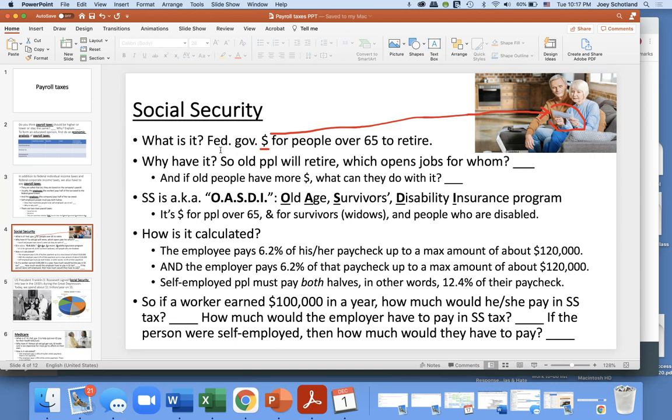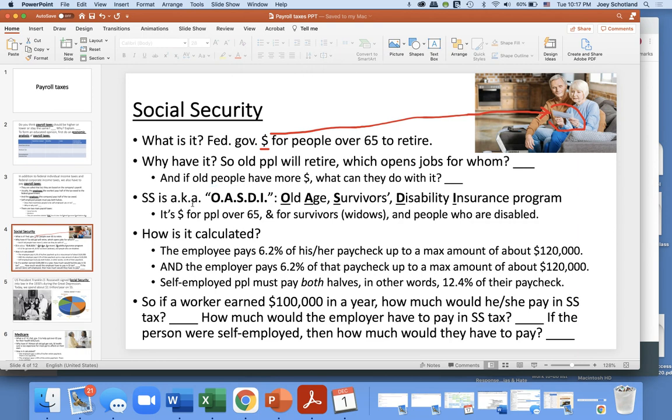What is it? It's federal government money for people over 65 to retire. So here you see a nice couple over 65, and she's holding the Social Security check she got from the federal government. Why do we have Social Security? So that old people will retire, so they'll have enough money to retire. And that will open jobs for whom? And if old people have more money, what can they do with it?